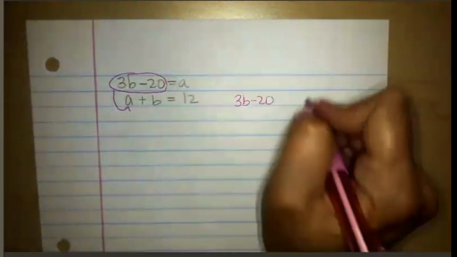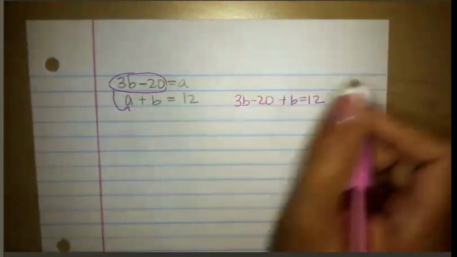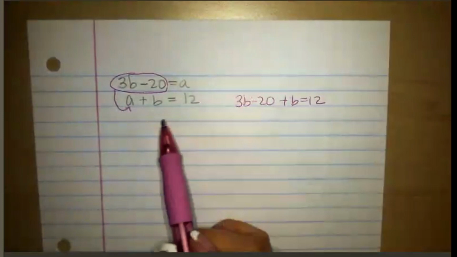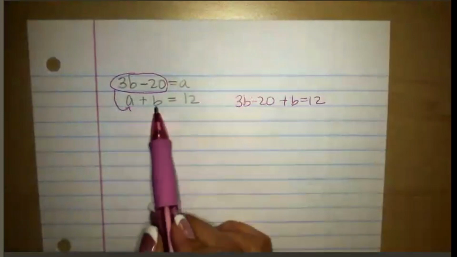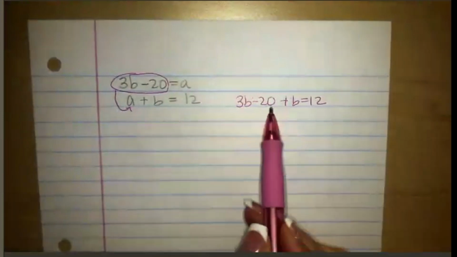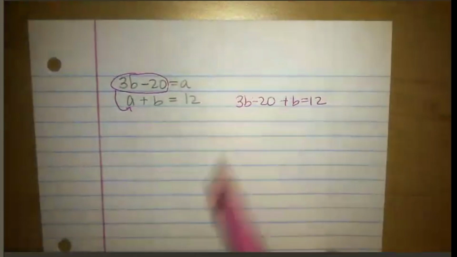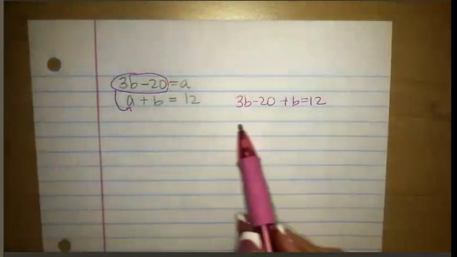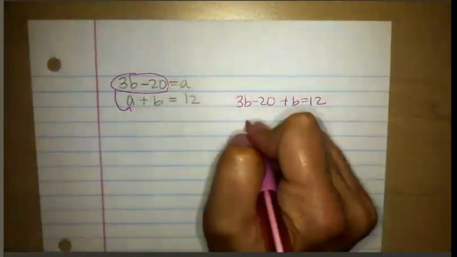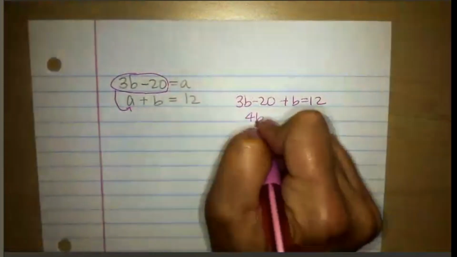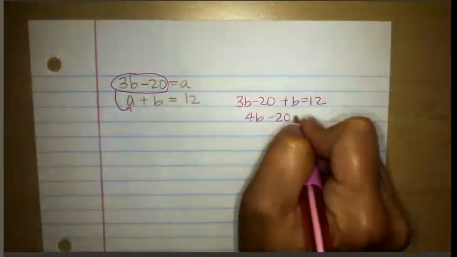So we would want to take this part here and substitute it in that a. That means I'm replacing that a with 3b minus 20, since they're both the same, plus b equals 12. All I've done is substitute this a. The rest of the equation stayed the same. So here is my new equation. Now we can solve this just like we do with one variable. We combine our like terms. 3b plus b is 4b minus 20 equals 12.